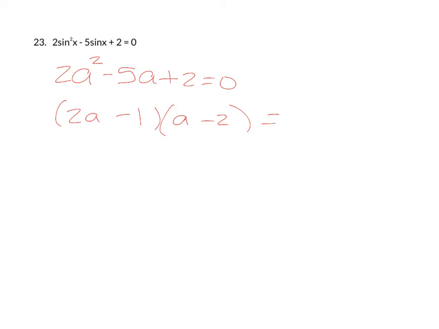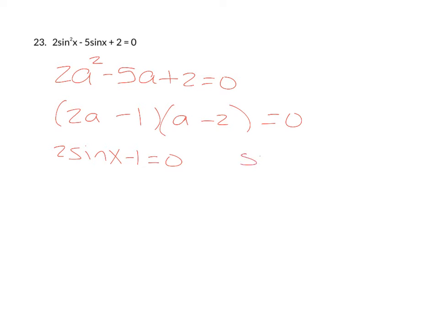Alright, so this one, a lot of times I think it's easiest if I get rid of the sine. Like if I have this as 2a squared minus 5a plus 2 equals 0. What would I do to solve that? I would factor it. So I just replaced all the sines with a's.